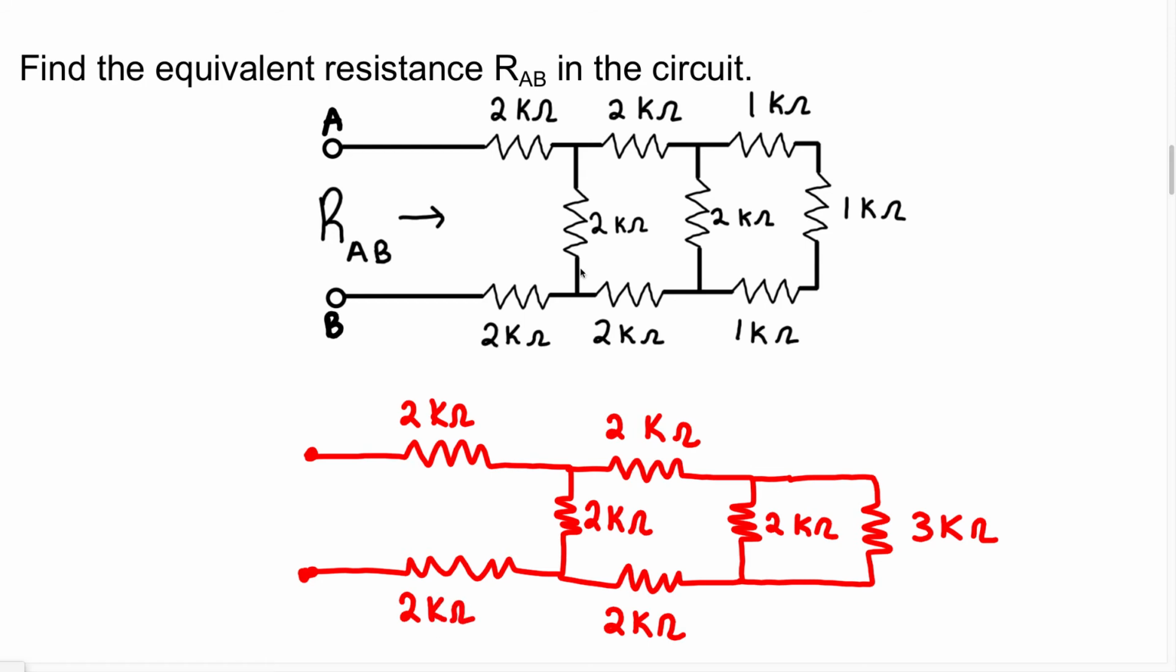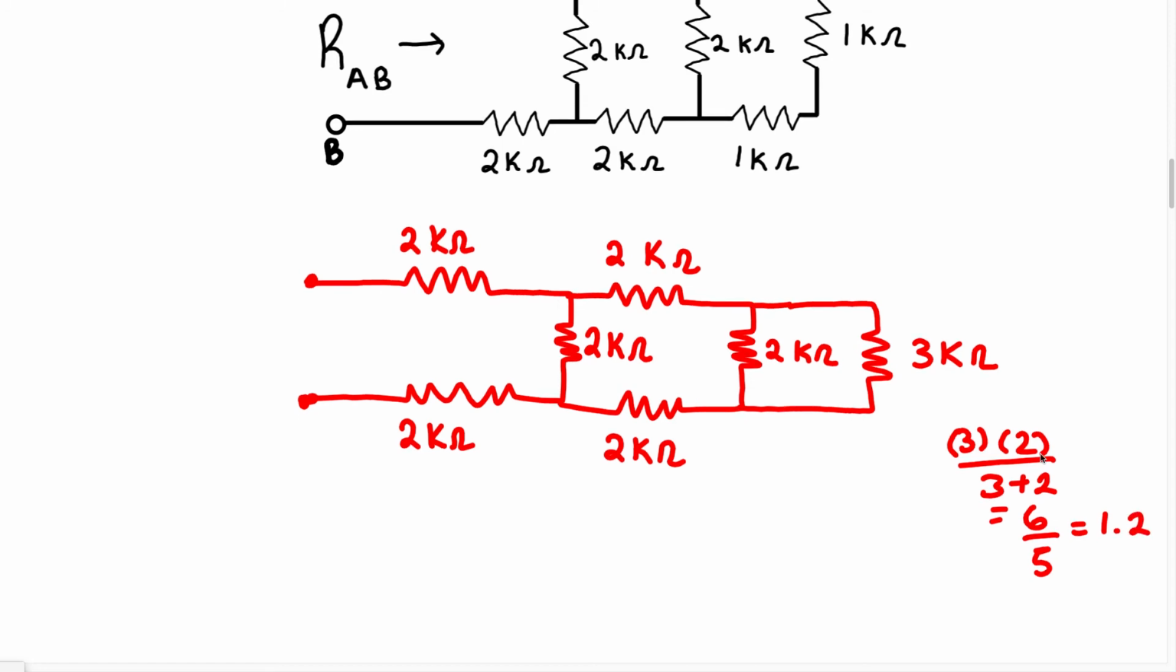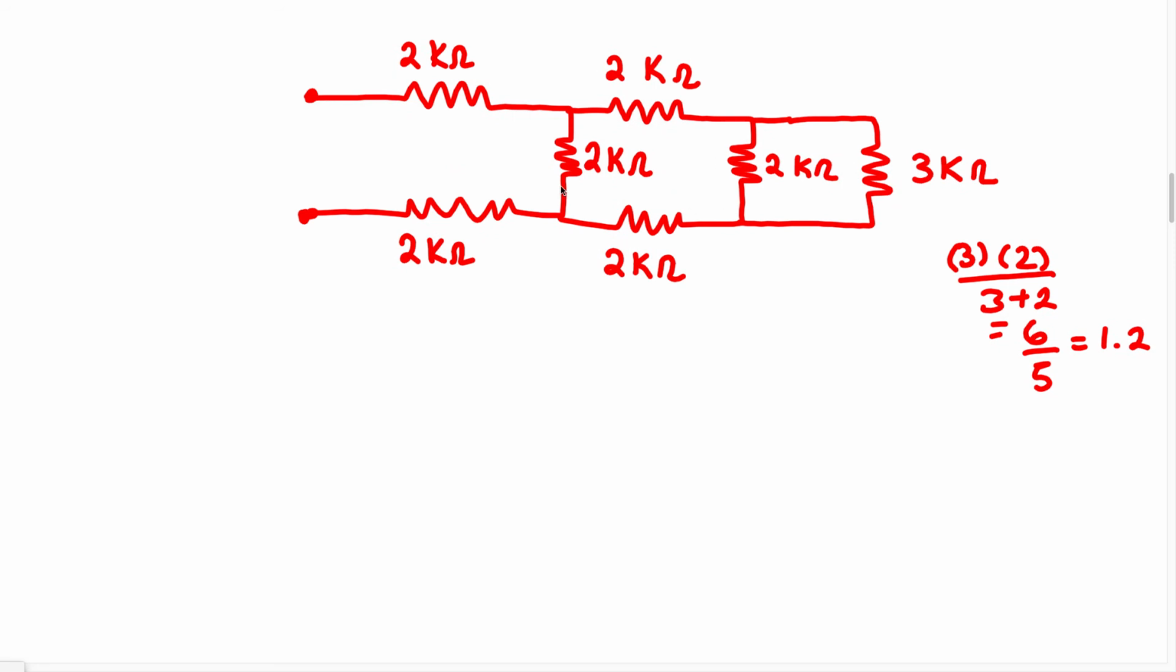Okay, now let's continue to reduce this circuit. We can see we have these two resistors and they're going to be in parallel, right? So because these two resistors are in parallel, we can say 3 times 2 over 3 plus 2. 3 times 2 is going to give us 6. 3 plus 2 is going to give us 5. Therefore, we got the answer 6 over 5, or you can write 1.2. And that's going to be kilo ohm. That's the units. So let's redraw the circuit now.